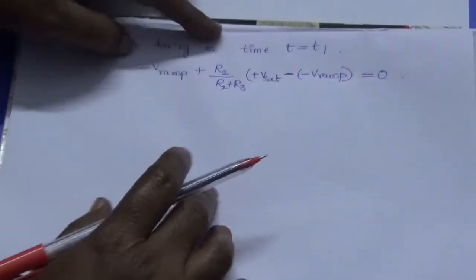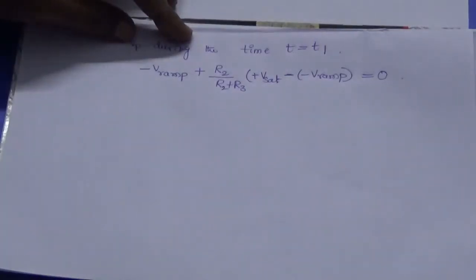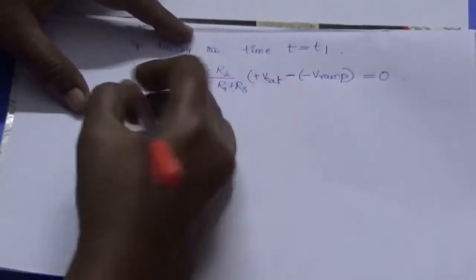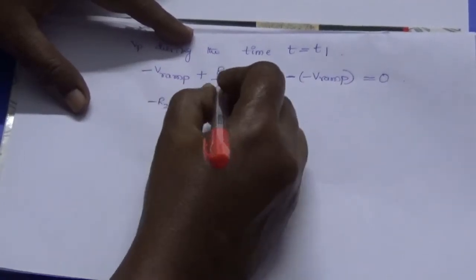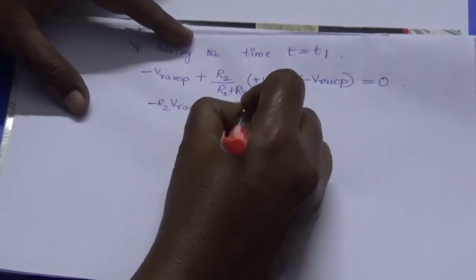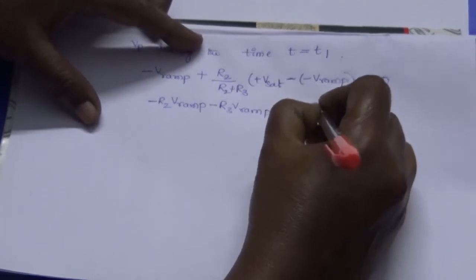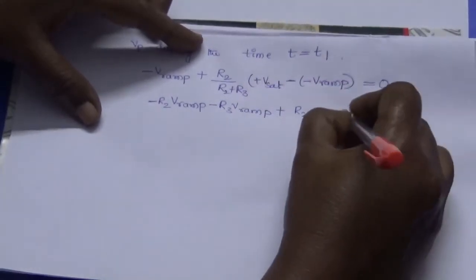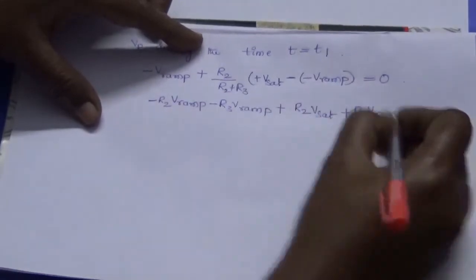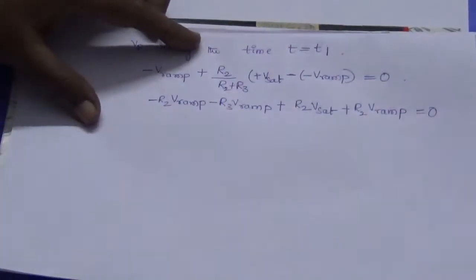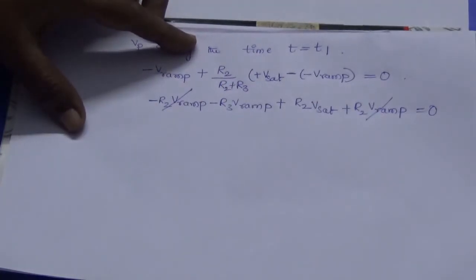These two together will be slightly less than 0, that is, almost equal to 0. So now if I solve this, what comes is minus R2 Vramp minus R3 Vramp plus R2 Vsat plus R2 Vramp, divided by R2 plus R3. I have taken the LCM, and moving it to the other side it becomes 0. So now plus R2 Vramp minus R2 Vramp will be cancelled out.